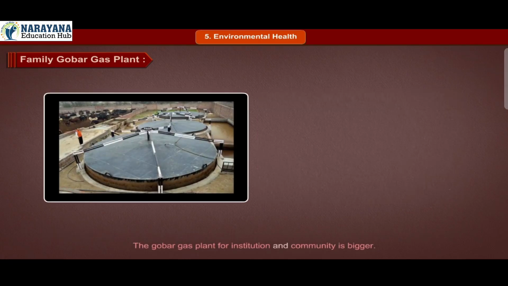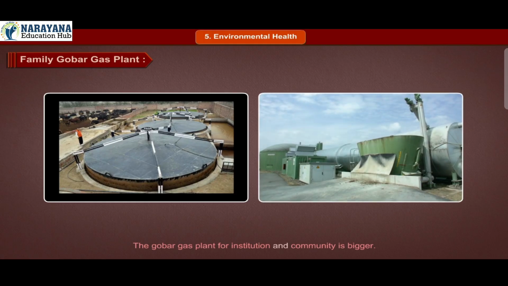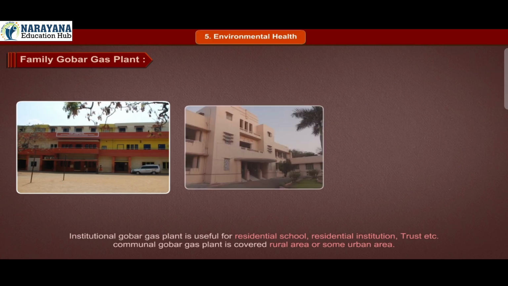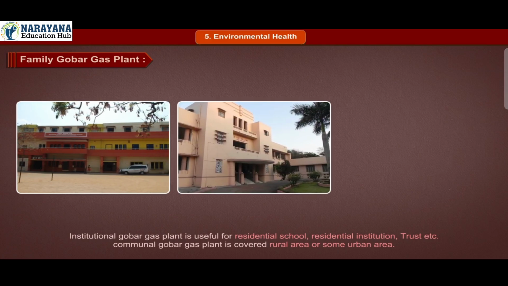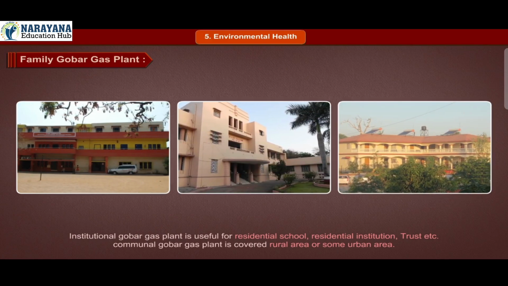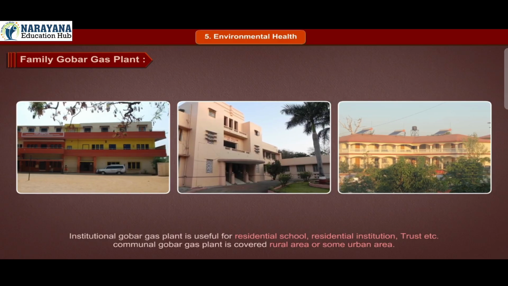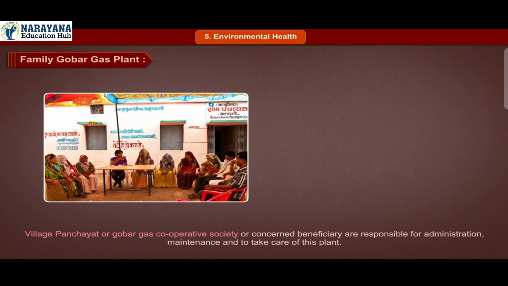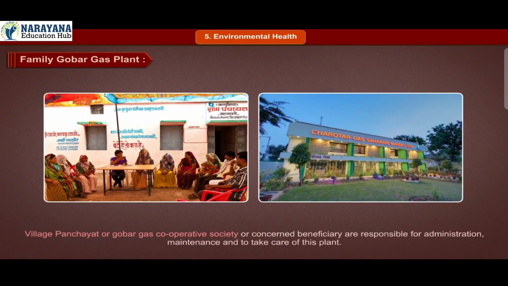The gobar gas plant for institutions and communities is bigger. Institutional gobar gas plants are useful for residential schools, residential institutions, trusts, etc. A communal gobar gas plant covers a rural area or some urban area. Village panchayat, gobar gas cooperative society or concerned beneficiaries are responsible for administration, maintenance and taking care of this plant.